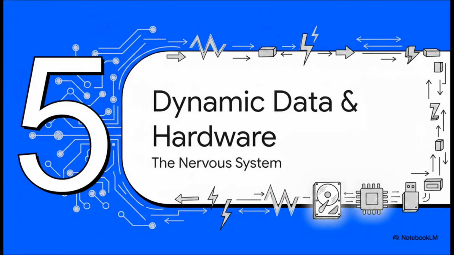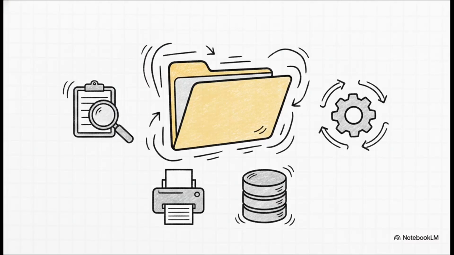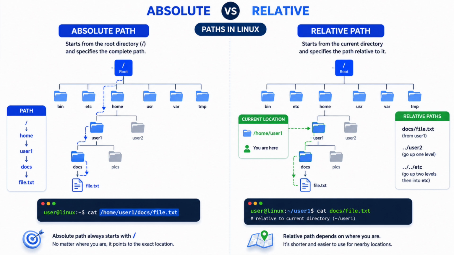Part 5. Dynamic data and hardware, the nervous system. First up here is the /var directory. VAR stands for variable data, meaning everything in here is constantly shifting as the system runs. Most vitally, it contains var/log. If something ever goes wrong with your Linux machine, this is absolutely the very first place you look. All the system's log files are kept here. It also handles things like printers and system databases. It's just a highly active, busy directory.